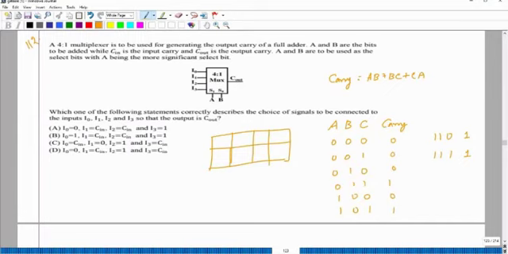Okay, this is I0, this is I1, I2, I3. So this is 0. So I'm writing this one. Okay, 0, 0, 0, 1. 0, 0, 0, 1. Followed by 0, 1, 1, 1. So it's not a K-map.